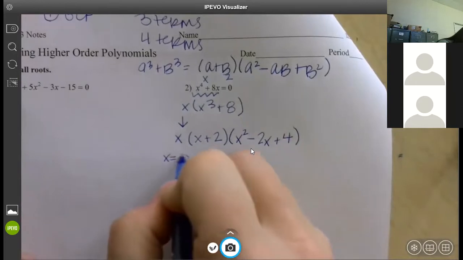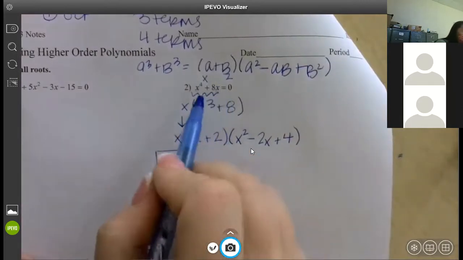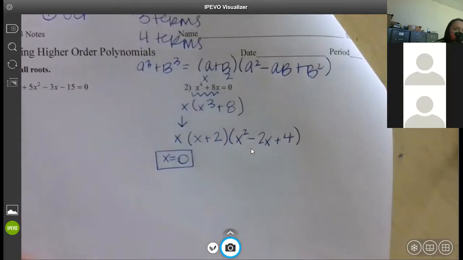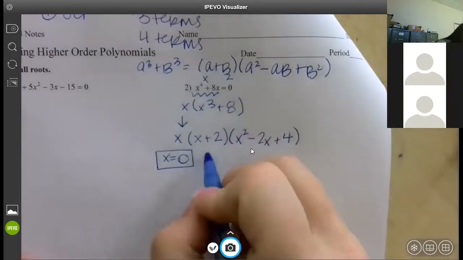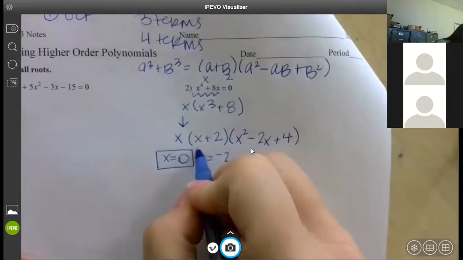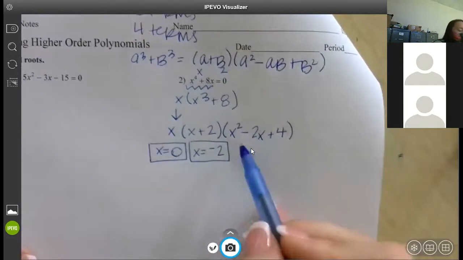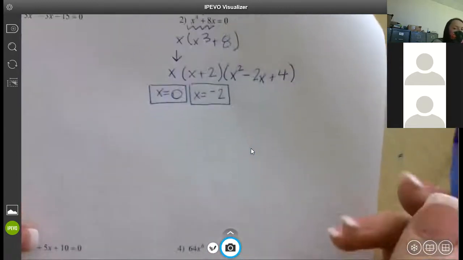The first one, you set it equal to 0. That's your first solution. We have 4 of them. Okay, we have 4 solutions. So there's one. X plus 2 gives you a negative 2. So there's your second one. And then the third one is not factorable, so you have to use quadratic formula.